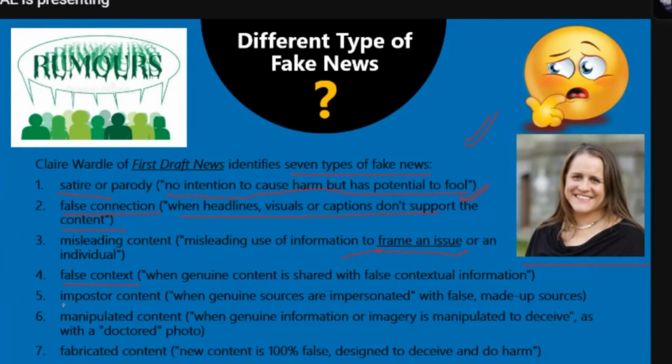And the next is our imposter content. Okay, it's like pretending to be somebody else. So suppose someone is sharing some content on behalf of some other personality. So suppose I am the CR of my class, and I share something on behalf of the sir, which is wrong. So this is our imposter content.